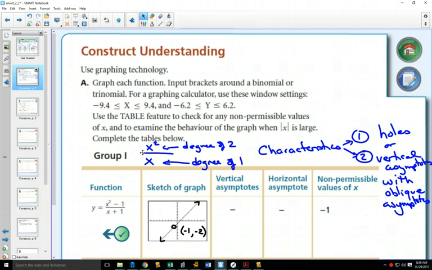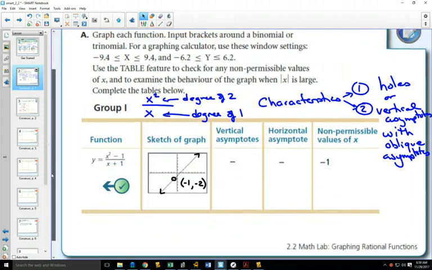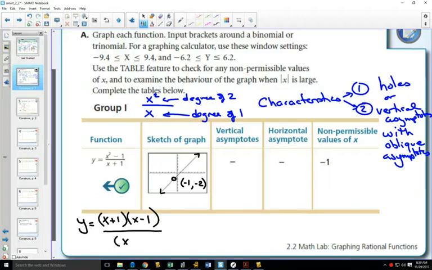So now the question is, how do we decide if something has a hole? How do I know from the equation that this first one had a hole and not an asymptote? Okay, what could I do with this equation? I could factor the top. It's a difference of squares: x plus 1, x minus 1, divided by x plus 1. What could you do with that? You could cancel.